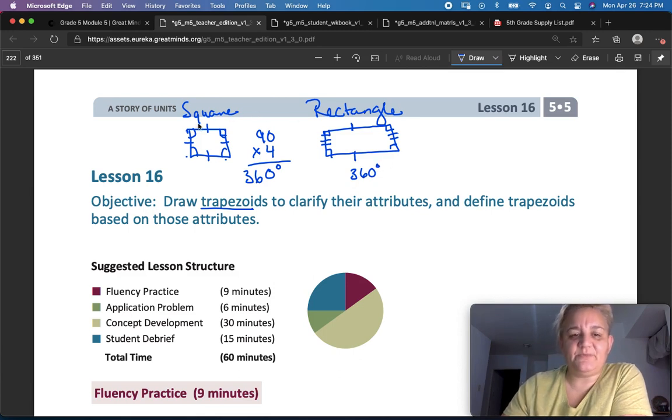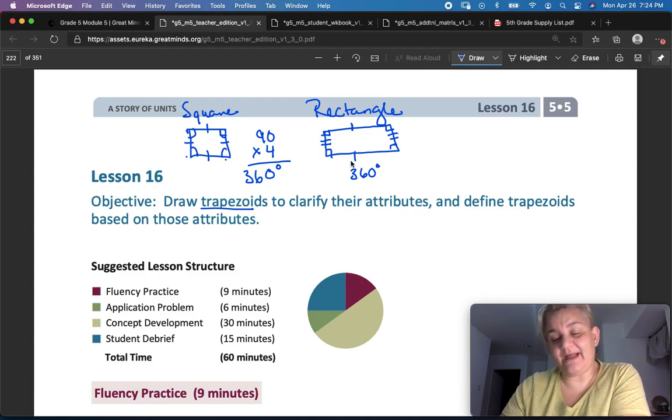Now the difference between a rectangle and a square: a square can be a rectangle, okay, but not all rectangles are squares. Does that make sense? Because a square has all the same attributes as a rectangle. It has these two sides are the same and these two sides are the same, and then these corners are all the same. So a square is a rectangle, but not all rectangles are squares, okay?